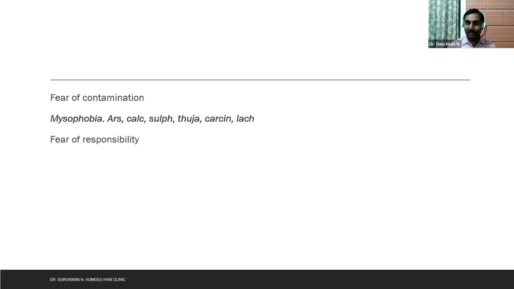And fear of responsibility. This we have seen in a lot of cases, especially when we think of a constitutional remedy, constitutional approach, the fear of responsibility. What is it called? It's a wonderful rubric in our repertoire: ergasiophobia. Fear of responsibility. That is Aurum, especially Lycopodium is very marked, and Silicea. These are the major 3 remedies when we think of fear of responsibility.